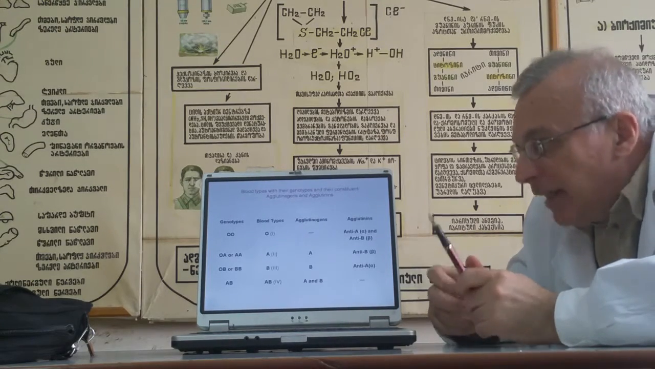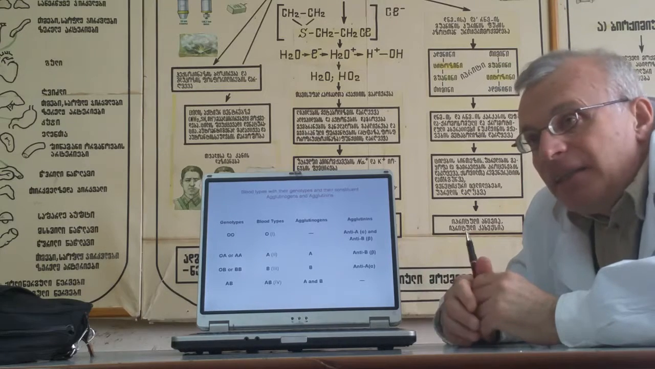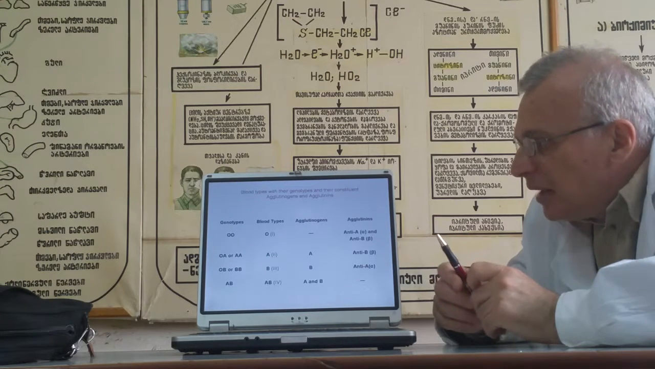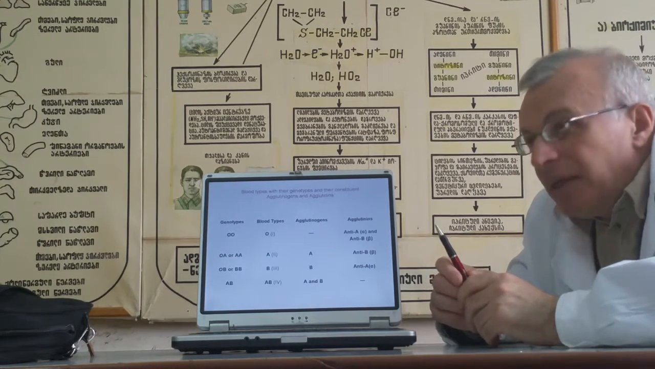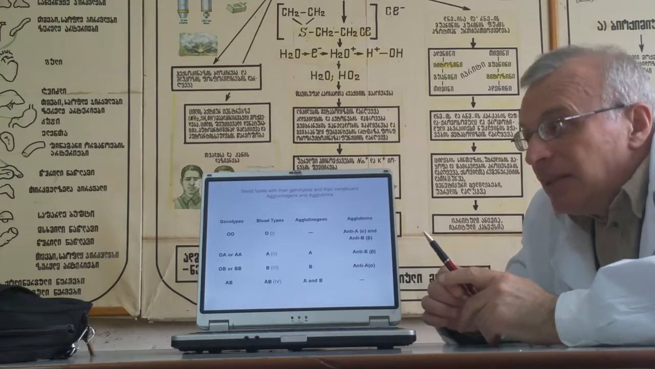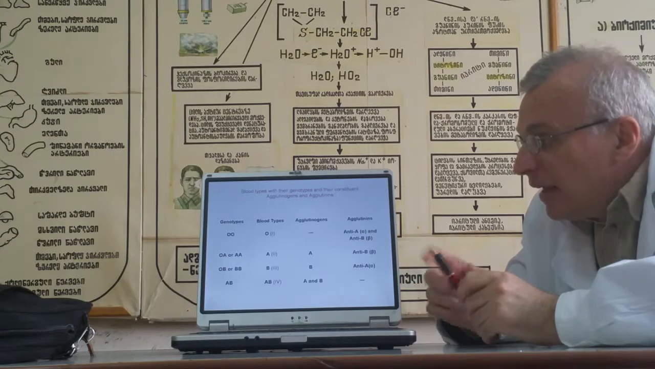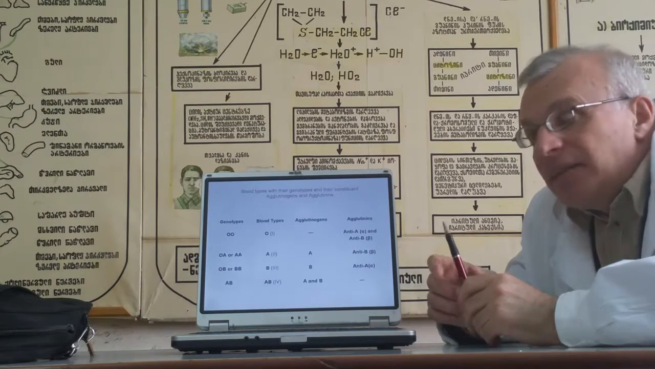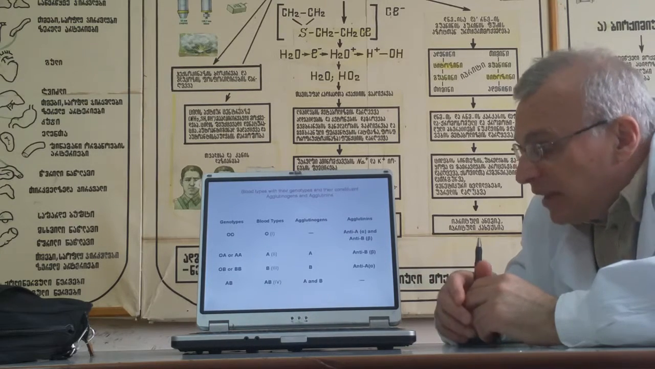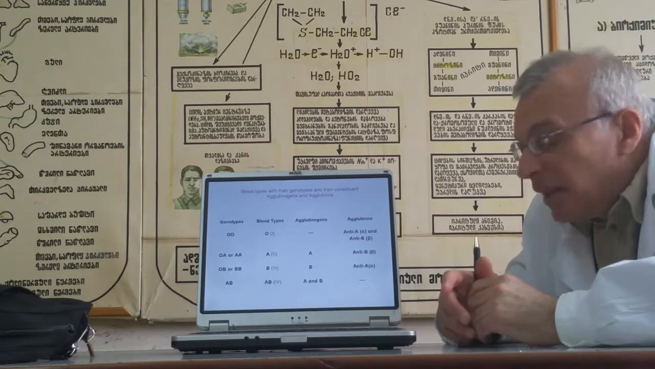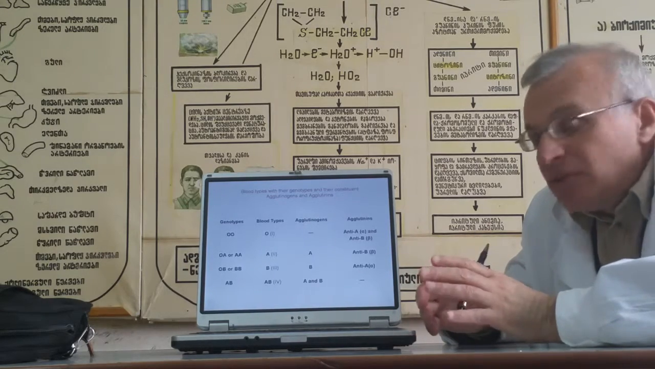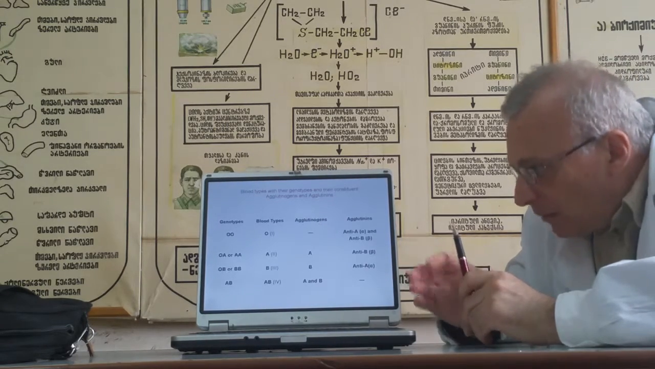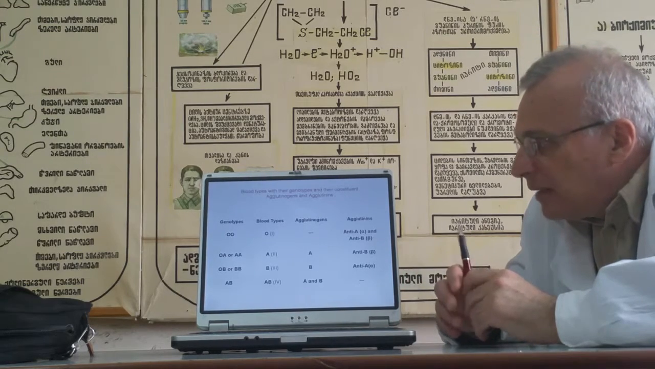Later, Jan Jansky died at a young age, and later, in 1930, Landsteiner and his young colleague Wiener discovered another type of antigen. They called it the rhesus factor, rhesus. So they got the Nobel Prize. It was 1930.